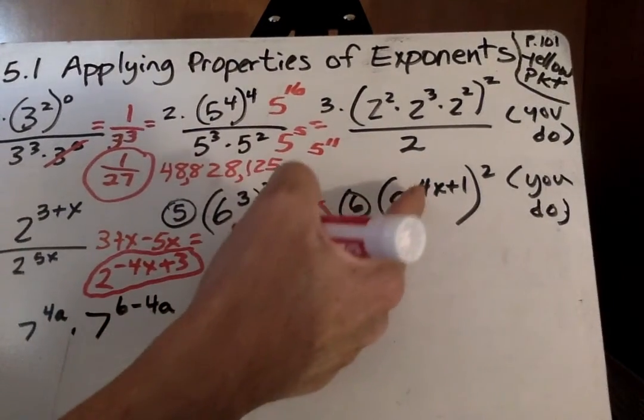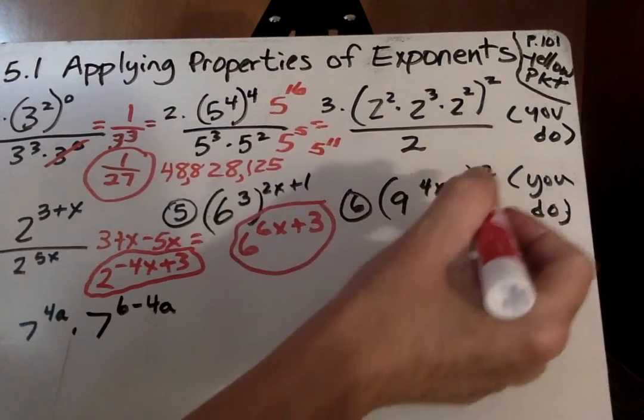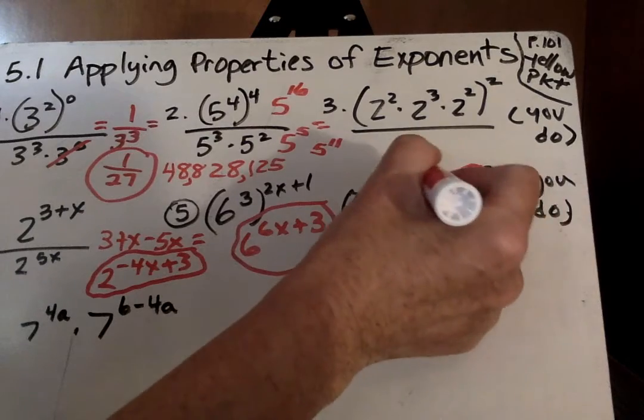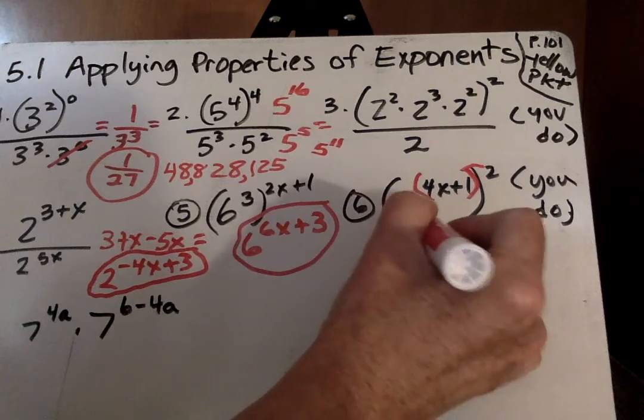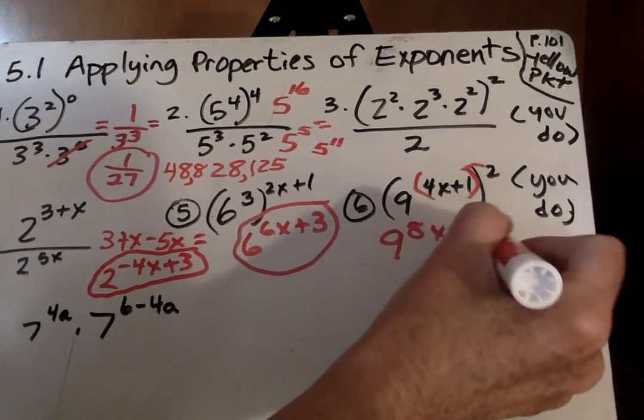Go over here, 9 to this power, raised to the power of 2. So again, we're multiplying this whole thing by 2. So it'll be 9 to the power of 8x plus 2.